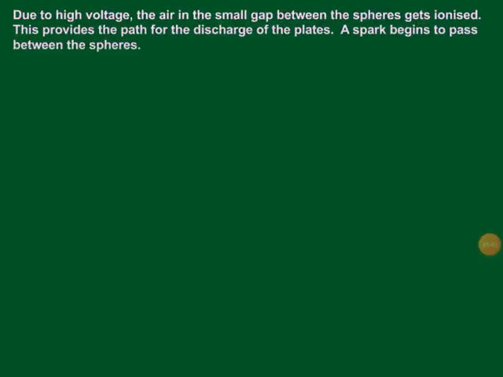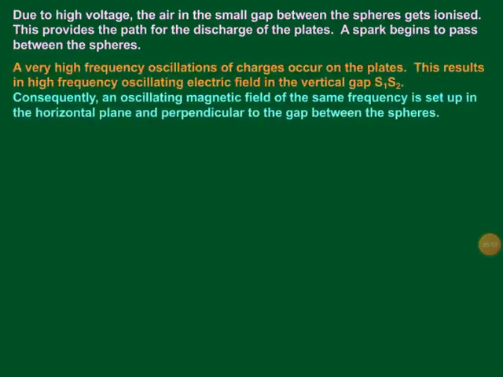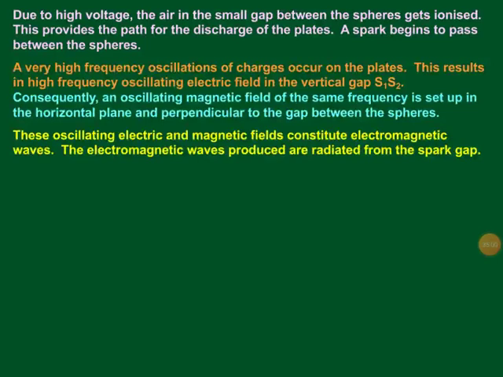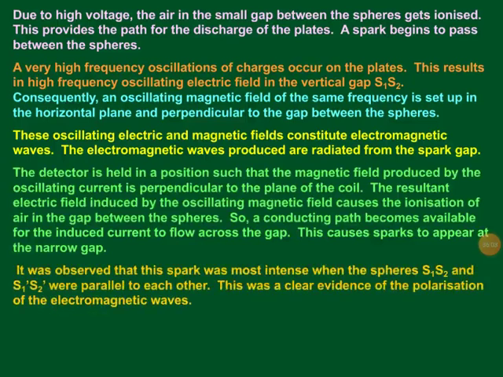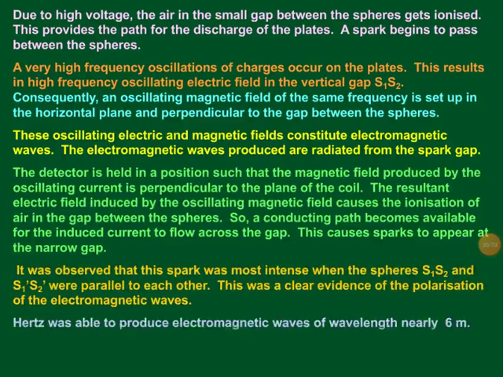Due to the high voltage, the air in the small gap between the spaces gets ionized, and this provides the path for the discharge of the plate, and a spark begins to be produced between the two spaces S1 and S2. These are the descriptions of Hertz's experiment, which explains the production and detection of electromagnetic waves. Got it?